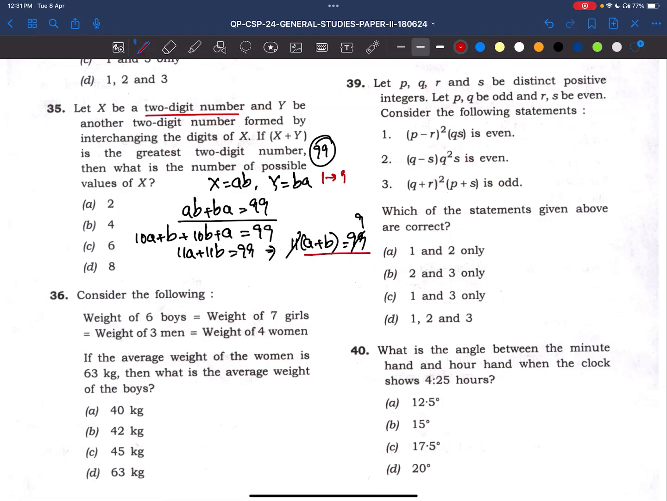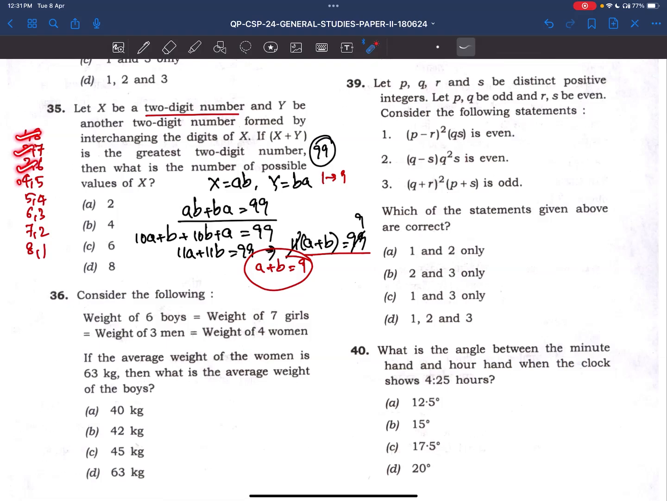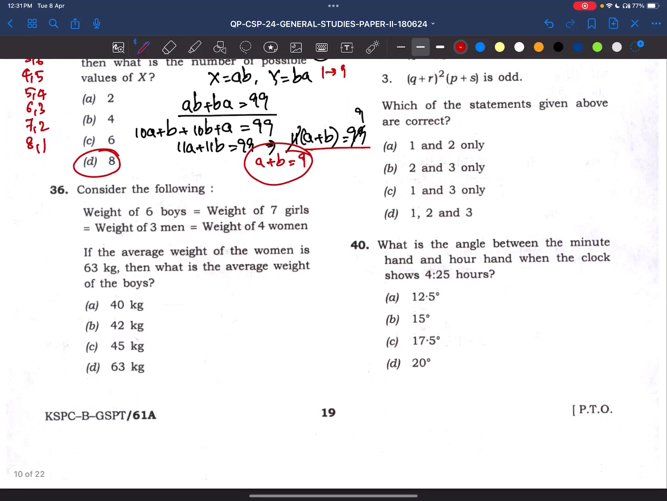So now let's see how many sets are there which satisfy a plus b is equal to 9. 1 and 8, 2 and 7, 3 and 6, 4 and 5, 5 and 4, 6, 3, 7, 2, 8, 1. How many are there? 1, 2, 3, 4, 5, 6, 7, 8. There are 8 numbers. The answer is B.